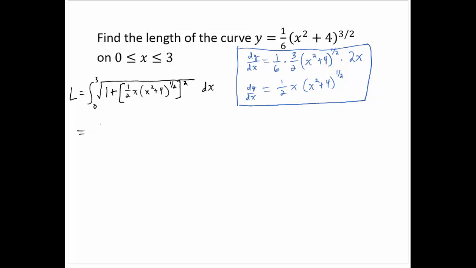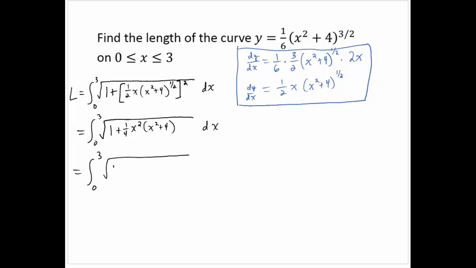So then the arc length is given by the integral from 0 to 3 of the square root of 1 plus, and squaring that quantity would give me 1/4 times x squared, and (x squared plus 4) to the 1/2 squared is x squared plus 4. And again, this is all still with respect to x. Simplifying further, we'd have the integral from 0 to 3 of the square root of 1 plus 1/4 x to the 4th plus 1/4 x squared times 4 would be x squared.